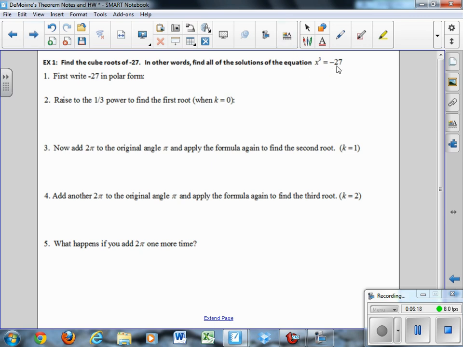So the traditional way we've done it is you take the cube root of both sides of the equation. And do you know what one solution would be? Negative 3. However, there's two other solutions that we're not going to be able to find unless we do it in polar form.